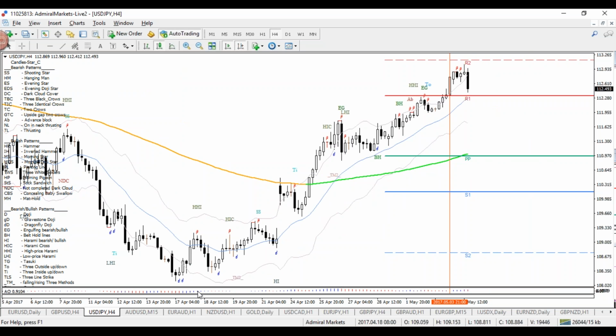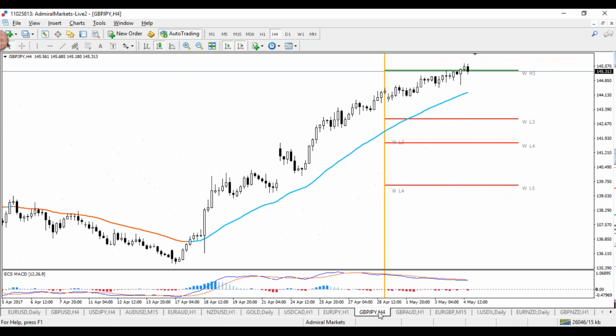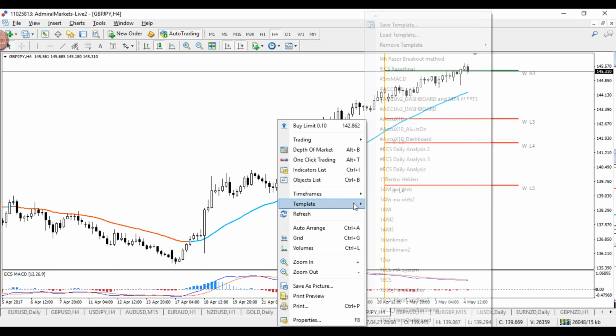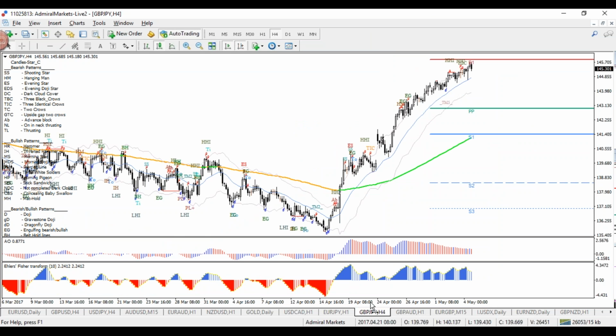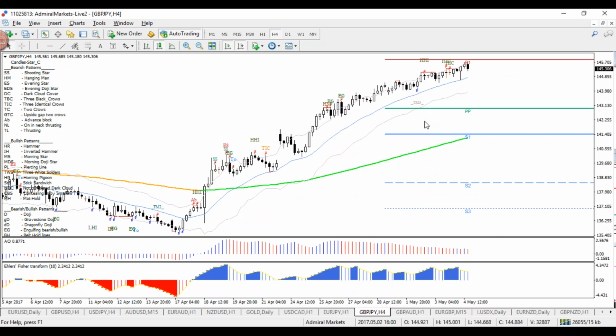All right. Pound yen, we can take a look at pound yen. We got a lot of candles above Keltner indeed.